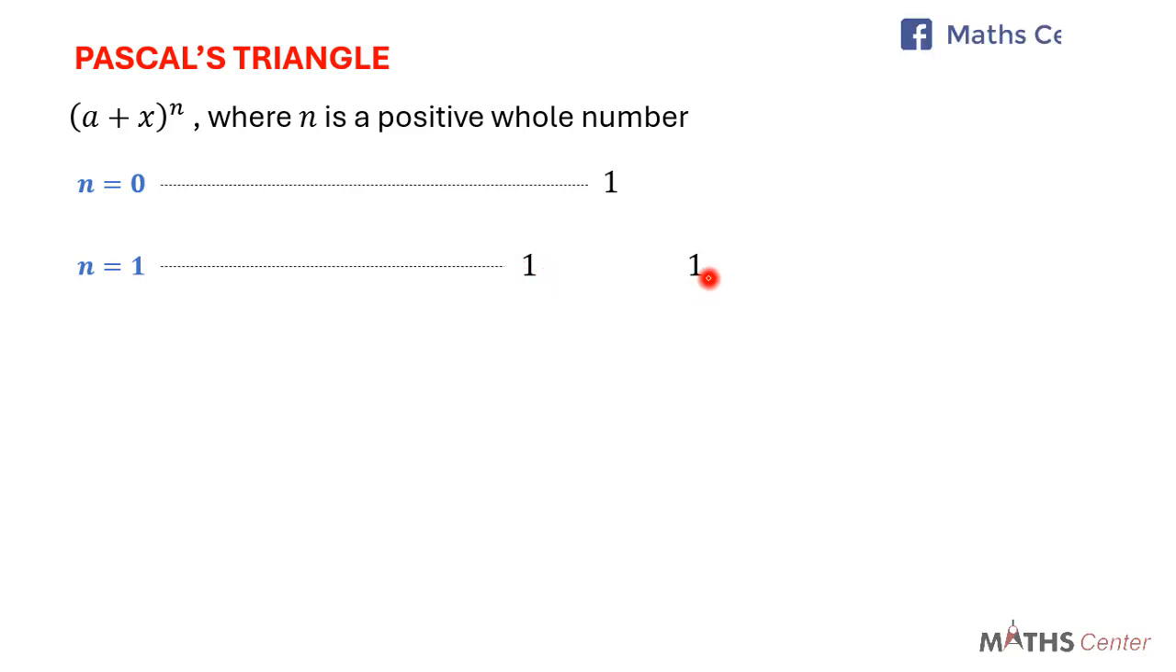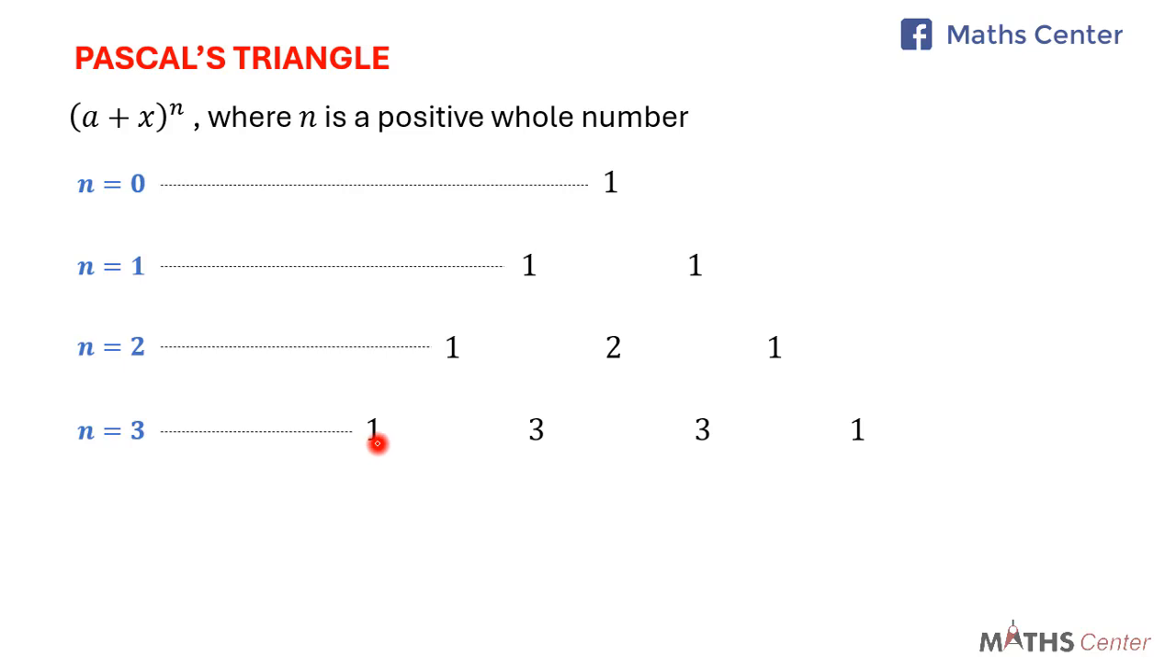The coefficient of the second term will also be 1. If the exponent on the binomial expression is 2, that is, if n is equal to 2, then the expansion will have 3 terms. The coefficient of the first term will be 1. The coefficient of the second term will be 2, and the coefficient of the third term will be 1.